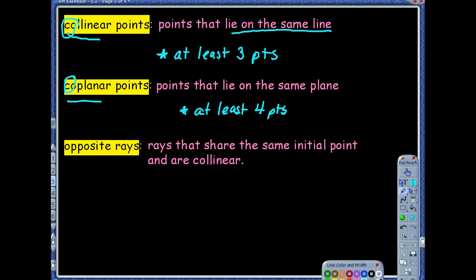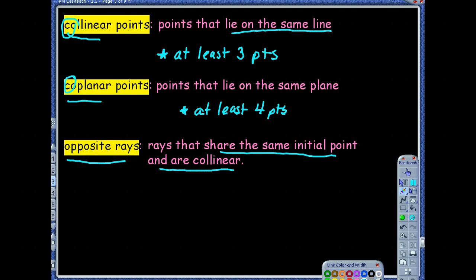In collinear, you can also have collinear segments, collinear rays, things that share in that. You could have coplanar rays, meaning the rays are in the same plane as well. Yeah. They just threw in points as an example. Absolutely. Opposite rays, that's when we've got rays that share the same initial point and they're collinear.